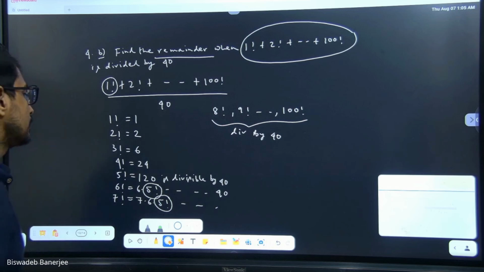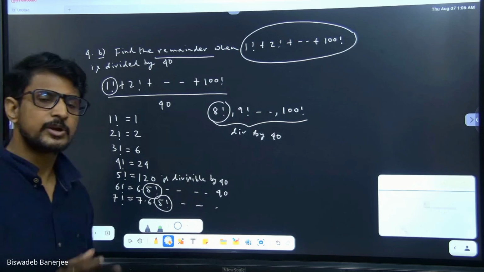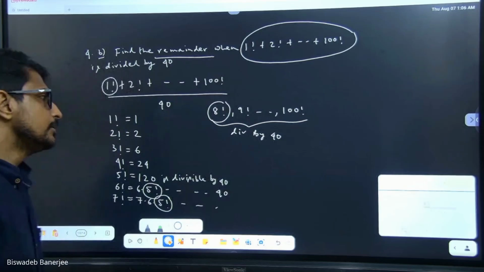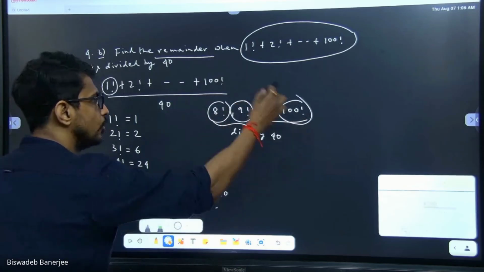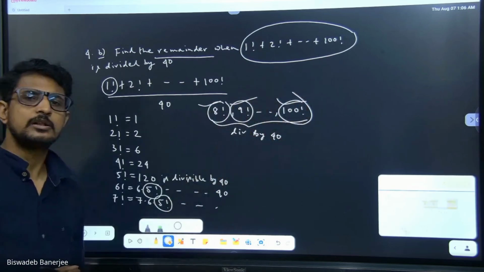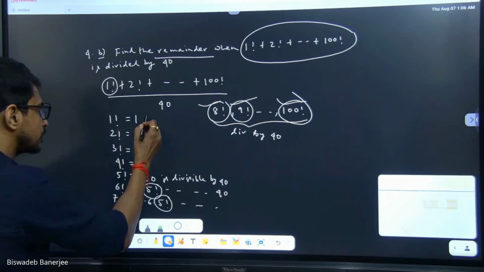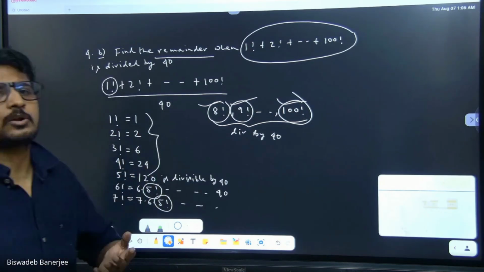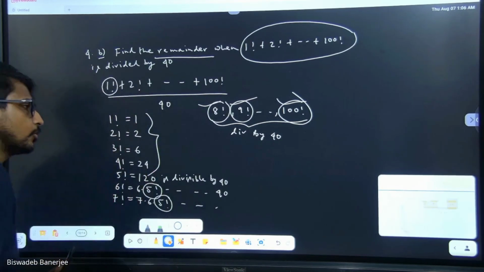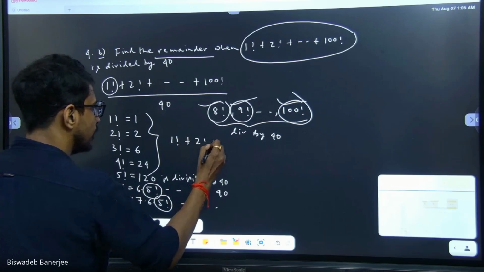So from this portion, we have no remainder. Why no remainder? Because all these numbers are divisible by 40. So divisible means no remainder. So 8 factorial, 9 factorial, up to 100 factorial, from all these numbers we are getting no remainder. So my remainder comes only from this portion. Okay, so where does the remainder come from? The remainder comes only from this portion.